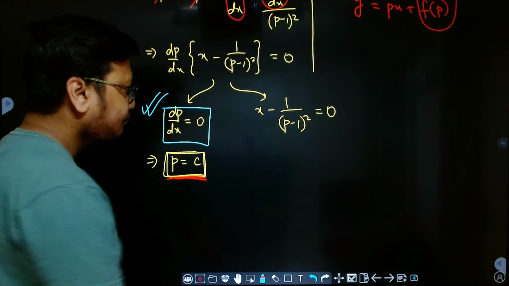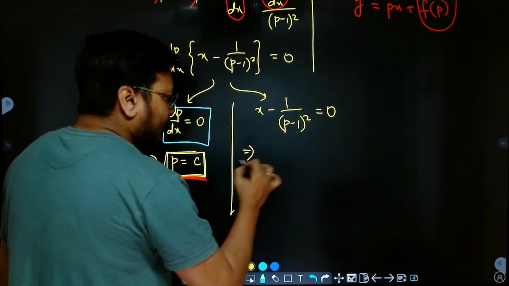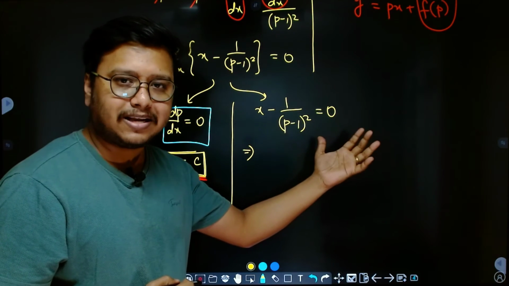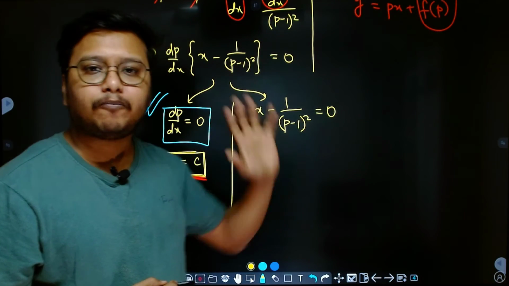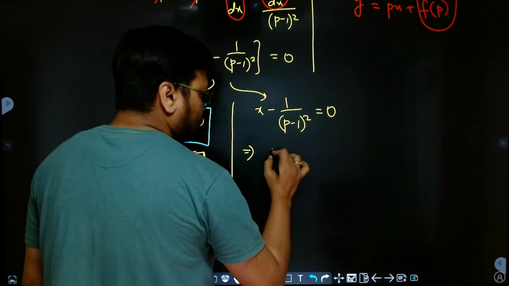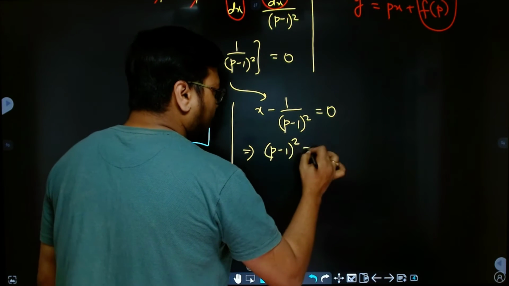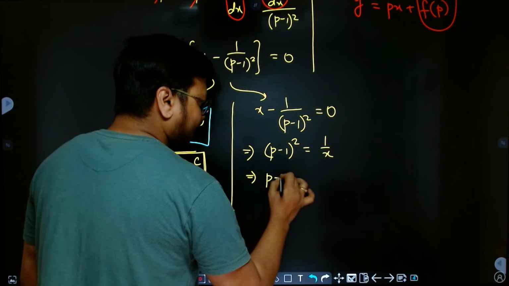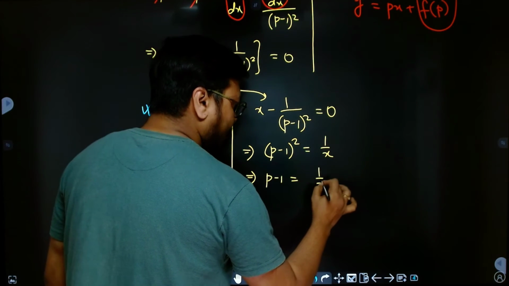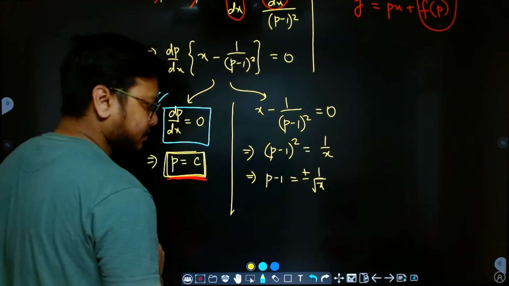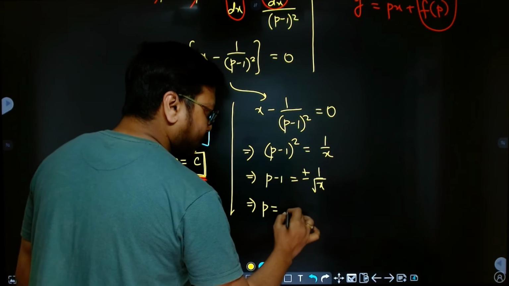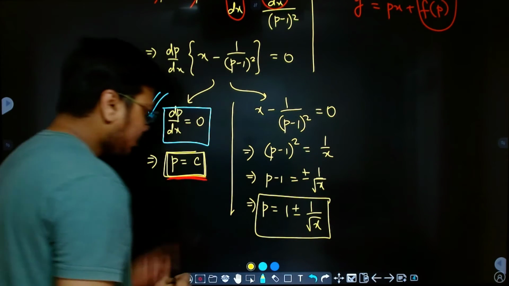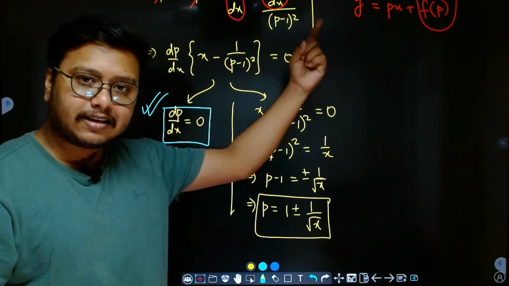Okay, that's simple. Now for the other part, we would like to express p in terms of the other terms that are present, and then put the value of p in the given question. So we would have (p minus 1) whole square equals 1 upon x. So p minus 1 would be 1 upon root x, with a plus minus sign. So p would be 1 plus minus 1 upon root x. So now we are going to put these two values of p in the given question.